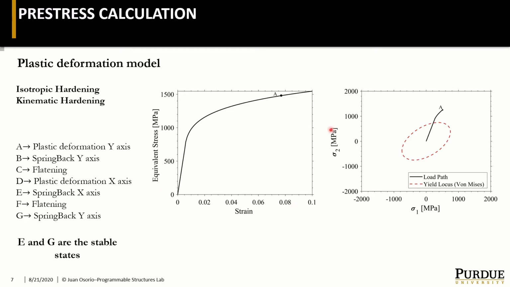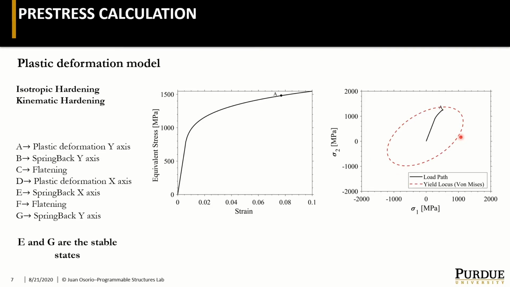Here I'm going to explain how it works with the equivalent stress strain curve and yield locus plot, which essentially give us that every point inside the red dotted line is elastic and every point outside is plastic. So here we start with the first plastic deformation. We achieve this stress and we exit the yield locus. Then this isotropic hardening changes our yield stress and increases the yield locus.